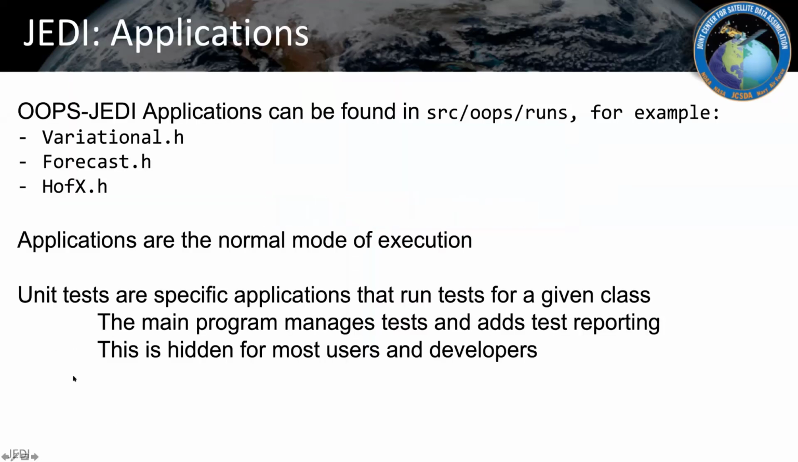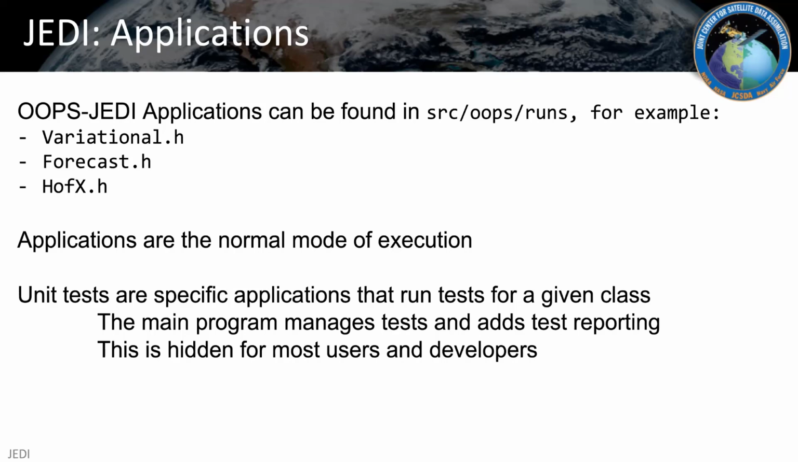All right, and I'm going to go into the application. It's something Anna has mentioned a little bit, and I'm just going to give a few more details here. The applications are found in this source oops runs directory. So I've just listed a few here: variational, forecast, HofX. There's, I don't know, like 15 or 20 different applications now. Applications are the normal way to run JEDI. That's how you should run, 99% of the time.